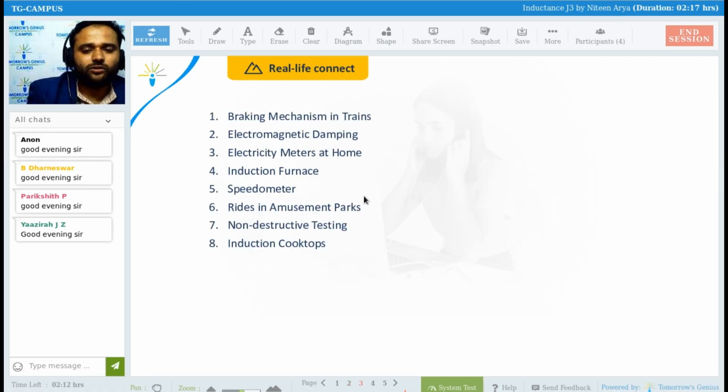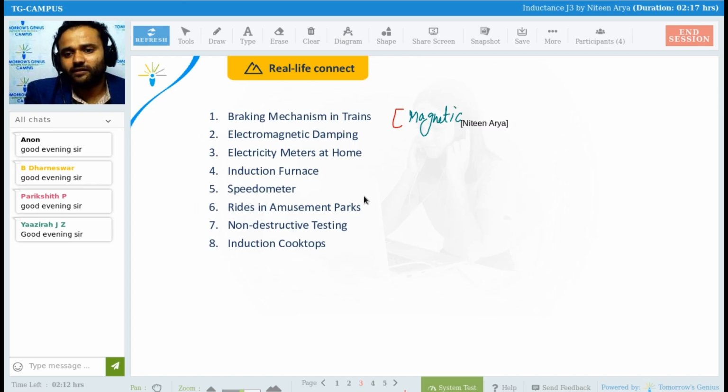Let's see that. The real-life connection in this particular subtopic is the braking mechanism in trains. I already told you in the previous lectures about the magnetic braking system in fast-moving trains. You can see bullet trains run very fast.